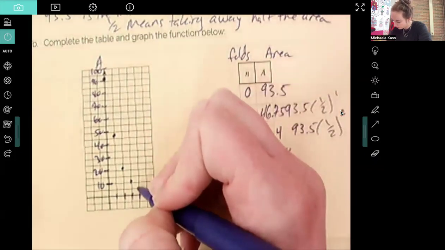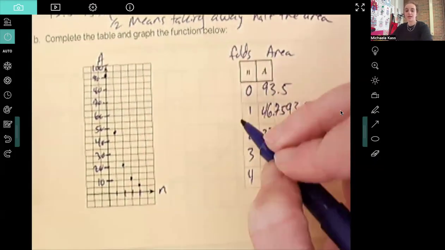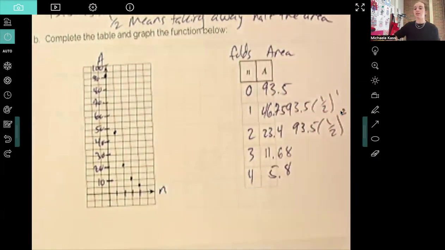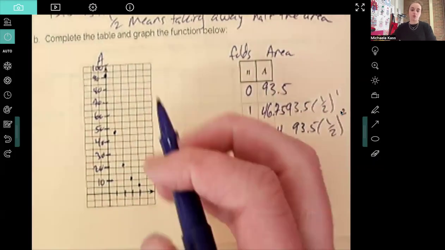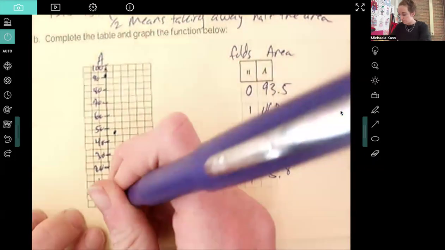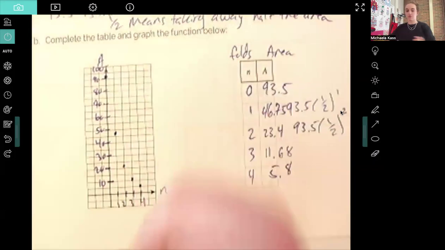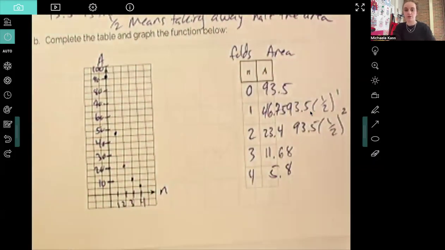And then we got 311 there, and then we got 45.8, right there. Okay, now again, I'm not connecting the dots because I'm not doing a half a fold or anything like that, right? They're all whole number folds. So I don't want to connect the dots to say that there's any other points, right?